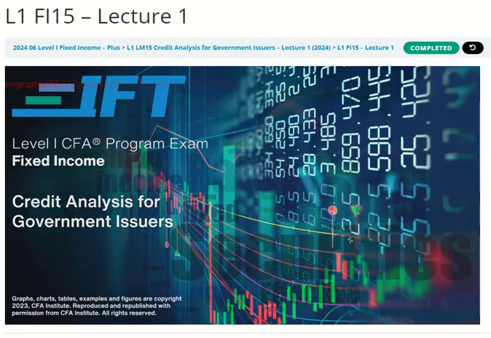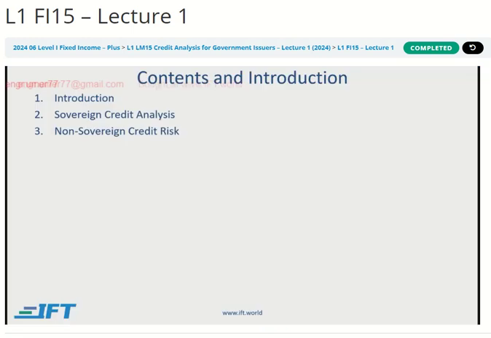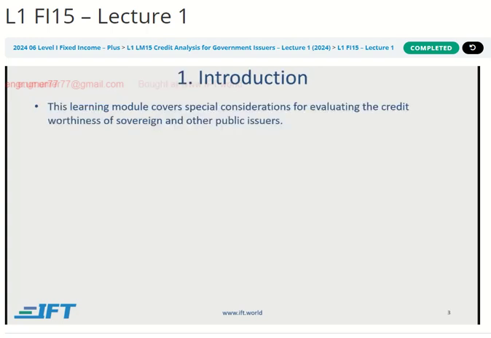Government issuers. Here we're going to look at how to do credit analysis for fixed income instruments issued by governments, so sovereign, and then by their agencies or their states. So they are still backed by the government, but we call them non-sovereign because it's not issued by the federal government, but by an agency backed by the government or by a state within that country.